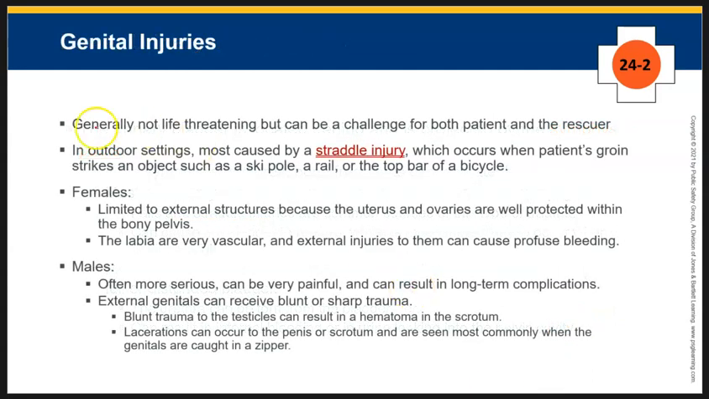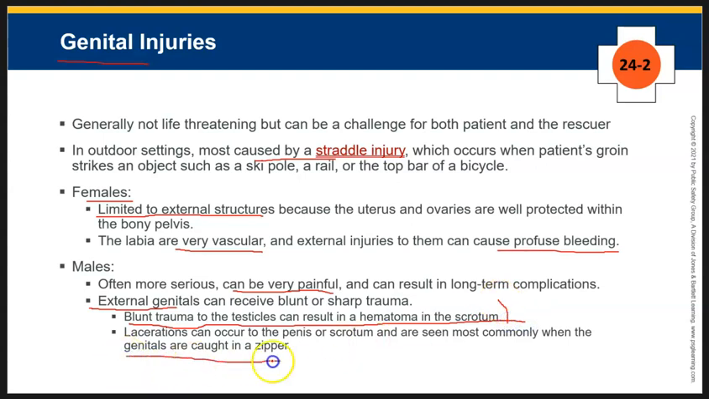Finally, the possibility of genital injuries can occur, such as a straddle injury. For females, that's going to be limited to the external genitalia, but these are highly vascular and can cause profuse bleeding. For males, it can be very painful. The external genitalia, particularly blunt trauma to the testicles, is going to be severely painful and can result in a hematoma there. Lacerations can also occur to the external genitalia.